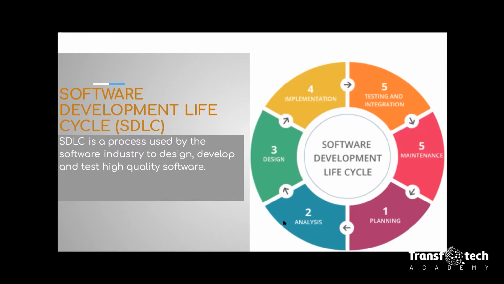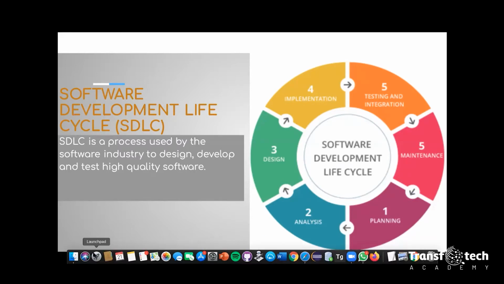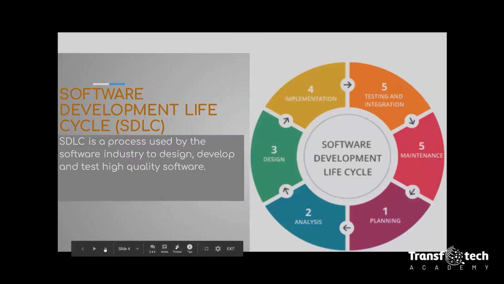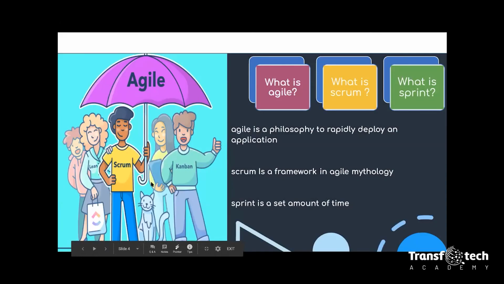Before I go to the next slide, I have to talk about what is Agile, what is Scrum, what is Sprint. Agile is a philosophy to rapidly deploy an application in more organized ways. Scrum is a framework in Agile methodology. And Sprint is a set amount of time within which we have to complete the tasks we have been provided. In simple words, Scrum is a framework that helps the team work together more effectively, like a football team.